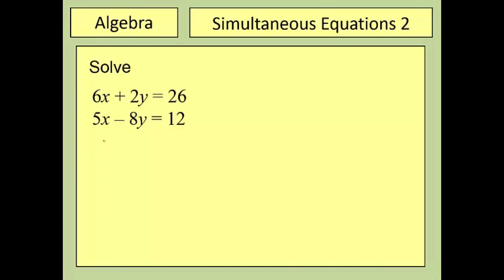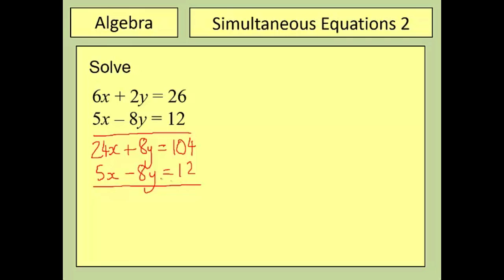Okay, for this next equation, I notice that the link is with the y's. I have a plus 2y and a negative 8y, and if I times 2 by 4 I get 8, so I can multiply the whole first equation by 4. So I have 24x plus 8y, and 4 26's are 104. So I multiplied this whole equation by 4. The second equation, though, I will keep the same, so that I have a plus 8y and a negative 8y.